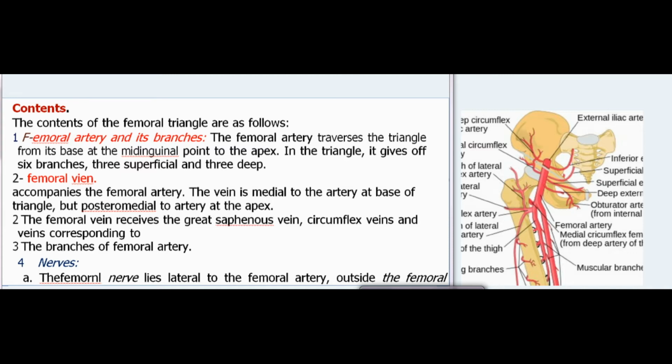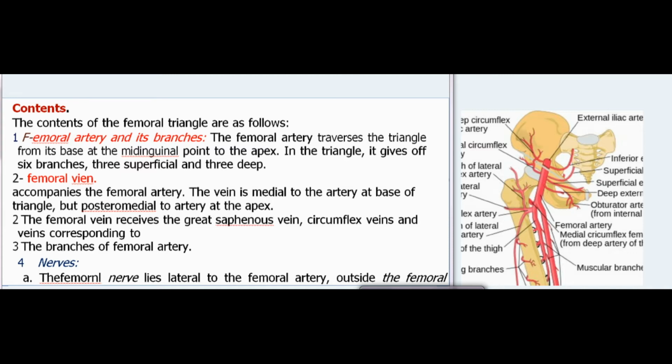Femoral artery and its branches. The femoral artery traverses the triangle from its base at the midinguinal point to the apex. In the triangle, it gives off 6 branches, 3 superficial and 3 deep. 2. Femoral vein accompanies the femoral artery. The vein is medial to the artery at the base of the triangle, but posteromedial to the artery at the apex. The femoral vein receives the great saphenous vein, circumflex veins and veins corresponding to the branches of the femoral artery.